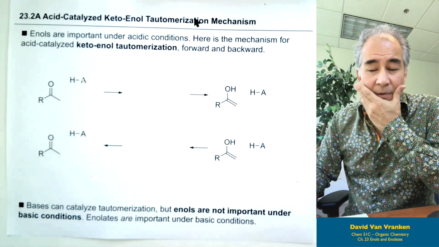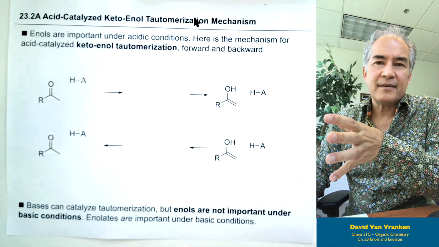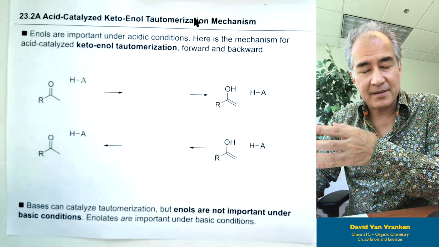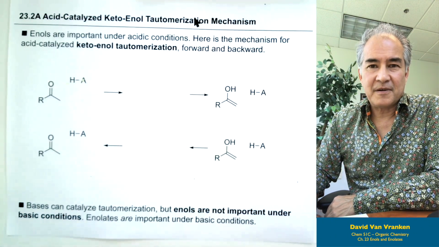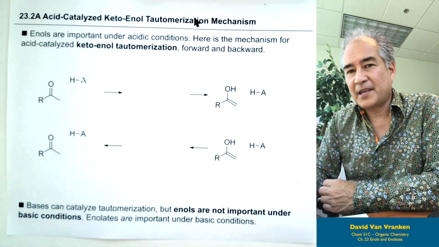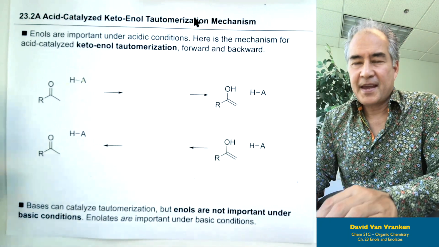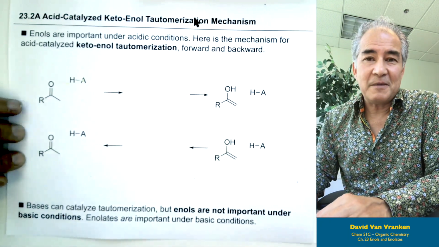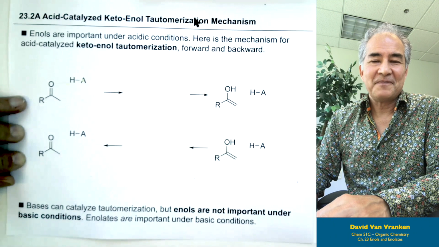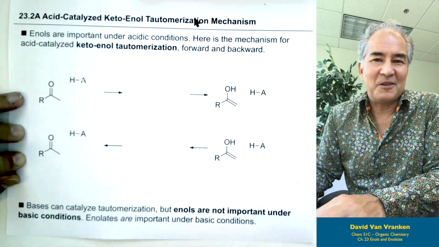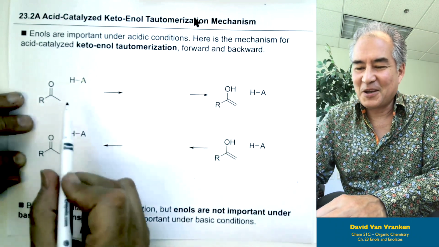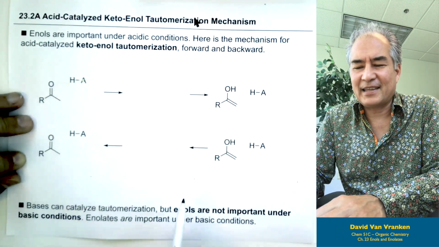Okay, so there are actually two hypothetical mechanisms for catalyzing tautomerization from the keto to the enol form and the enol form to the keto form. And they're not equally important. In fact, the base-catalyzed mechanism for this isomerization reaction is not at all important. So I'll talk about that in a second. So let's talk about the acid-catalyzed mechanism.